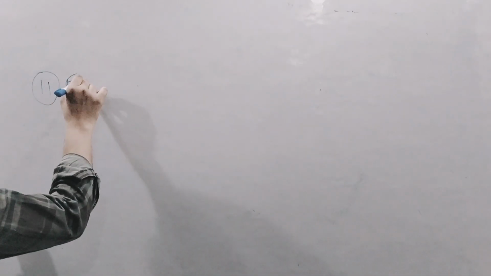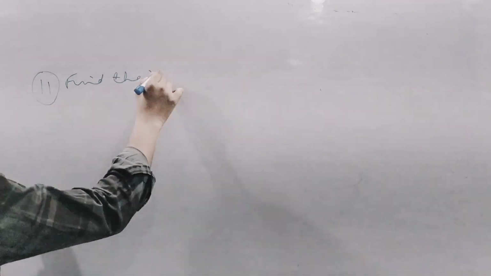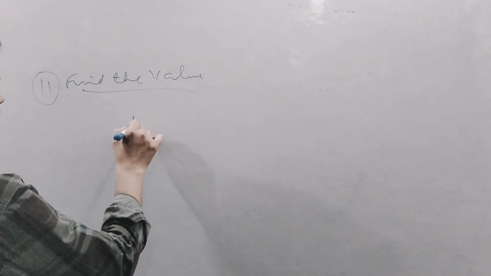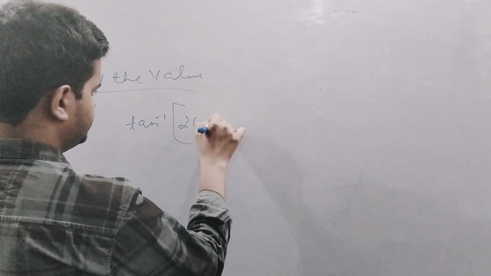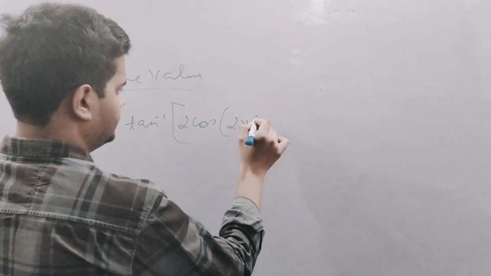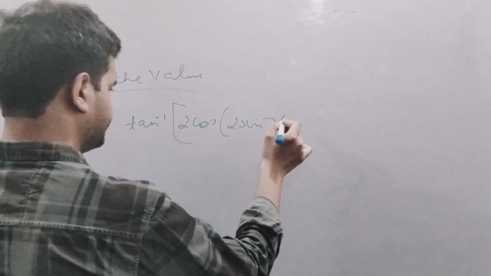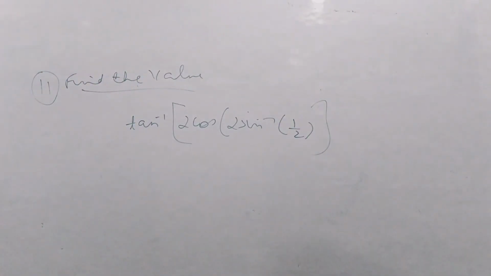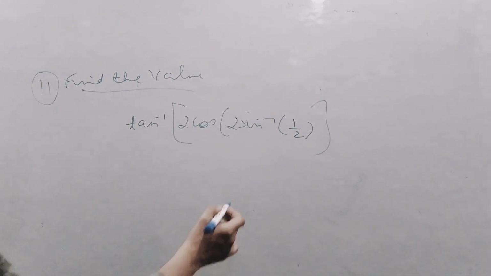Now the question number 11 is: find the value of tan inverse 2 cos into 2 sin inverse half. Okay, find the value of tan inverse 2 cos into 2 sin inverse half.